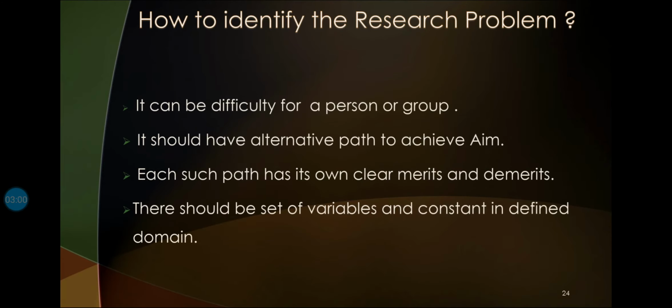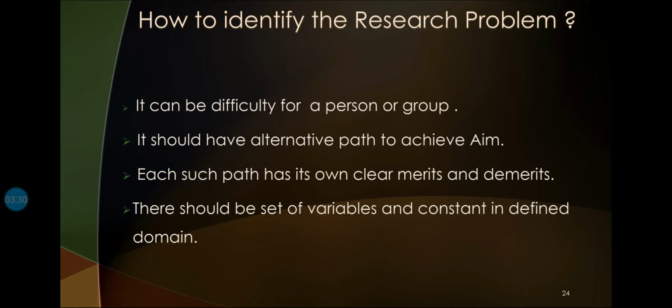Now, how can you identify a research problem? It can be difficulty for a person or a group. There may be some task or something which is happening and it is not getting handled by a person or a group. It should have alternative paths to achieve them. There should not be only one path to achieve, but there should be some more possible ways to achieve that particular question. Each such path has its own clear merits and demerits.